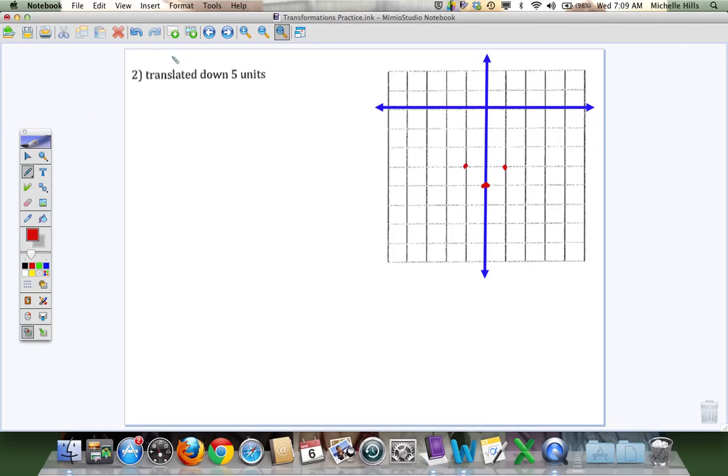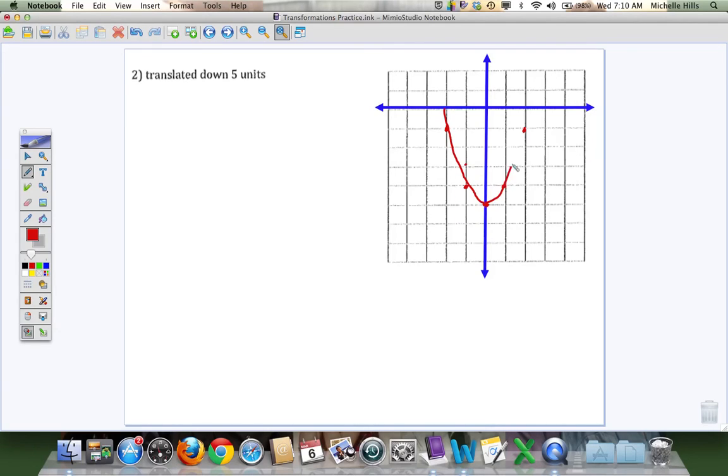It looks like I just translated it down 4 units instead of 5, so let me fix that really quickly. So 5 units down, over 1, up 1, over 2, up 4, again because 2 squared is 4. So that's what this is going to look like.